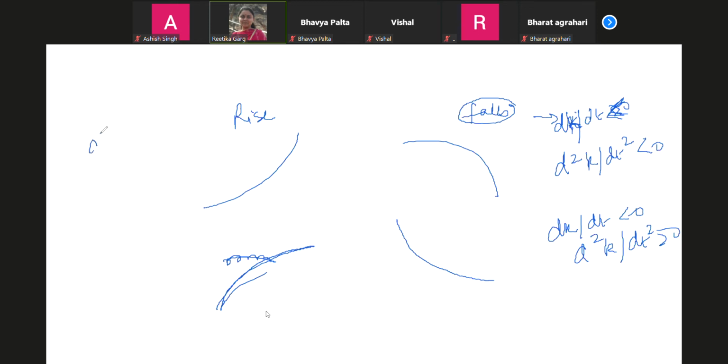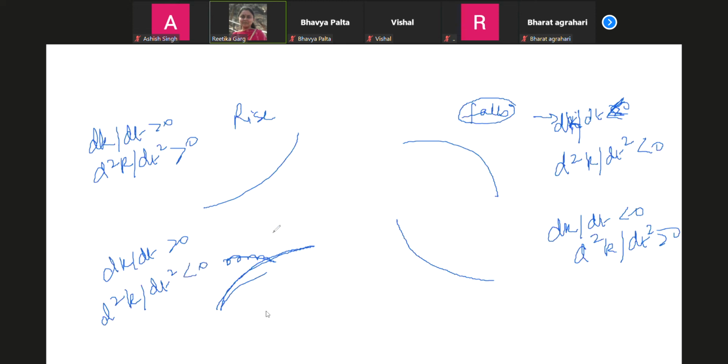And similarly here, dk by dt is positive, and d square k by dt square is going to be positive because this is convex from below. So mathematically, if you get these two values, then this is your curvature. If you get these kinds of values, then this is your curvature. This is what I remember from my mathematical textbooks.